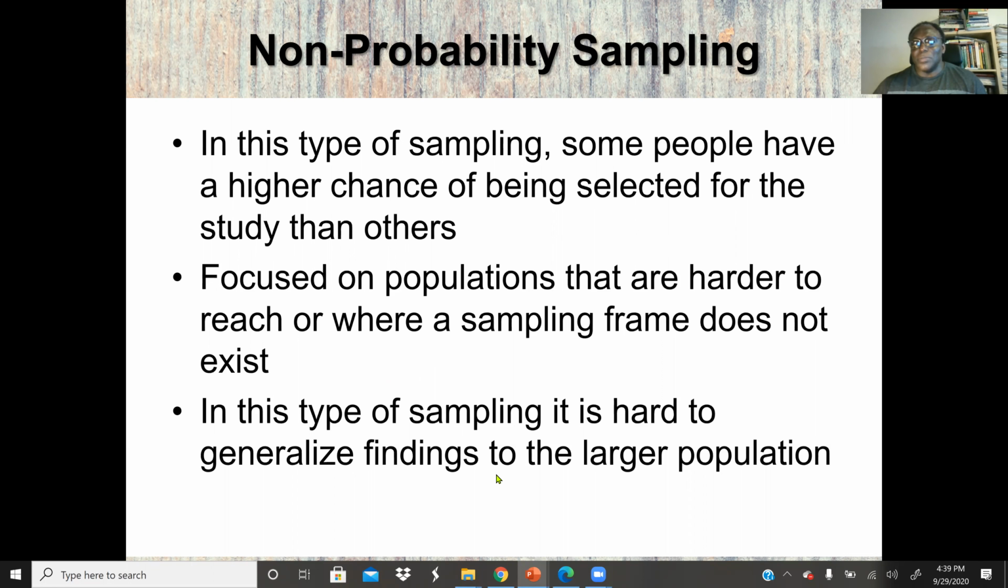This type of sampling, it's very hard to generalize the findings to the larger population. Why? Because here we may collect a sample, but this sample is not well representing the whole population because some have a chance of being selected, some have a chance of not being selected, or higher chance of being selected and lower chance. So there's no fair ground on this non-probability sampling. So the sample we are going to get will not be well representing the population.